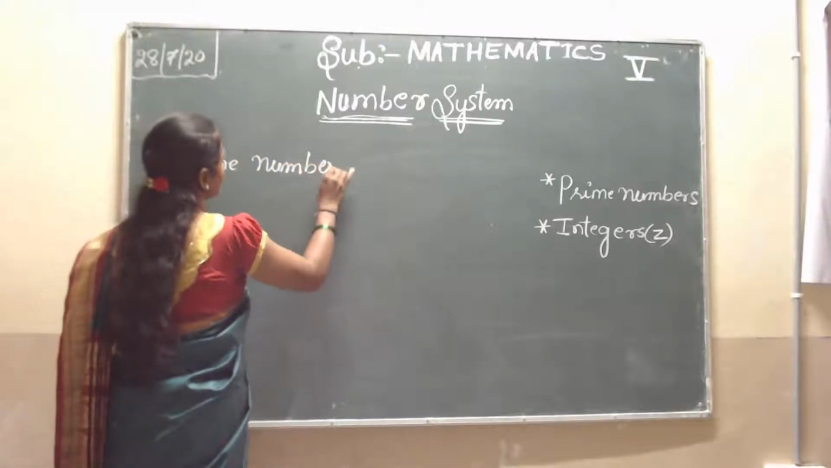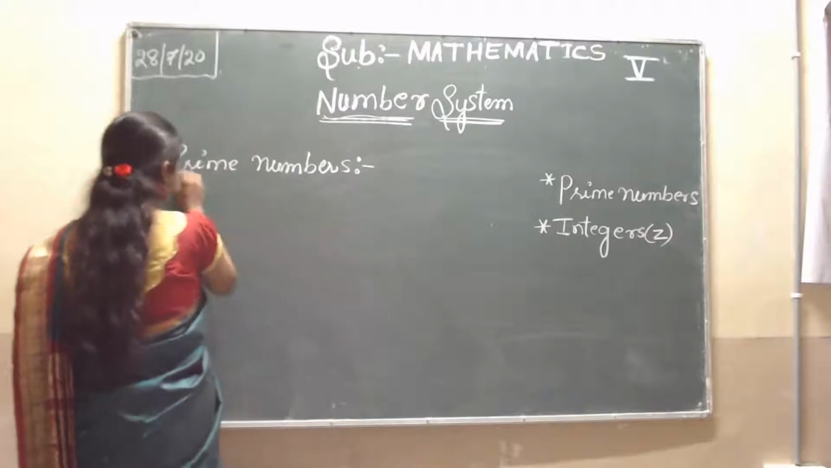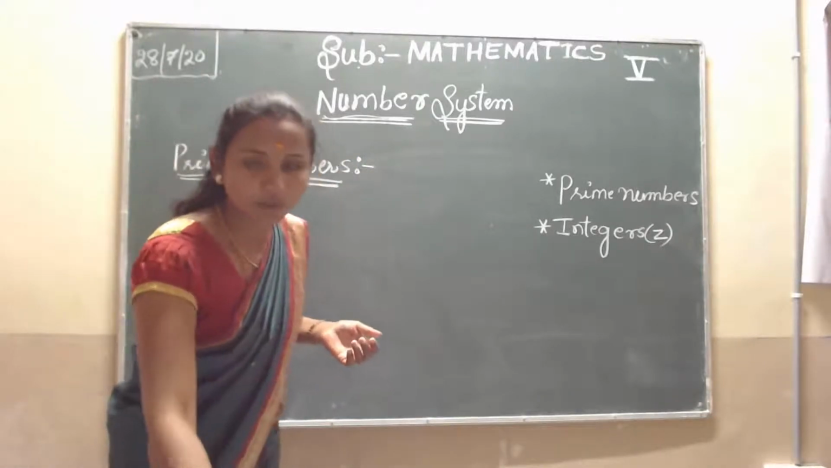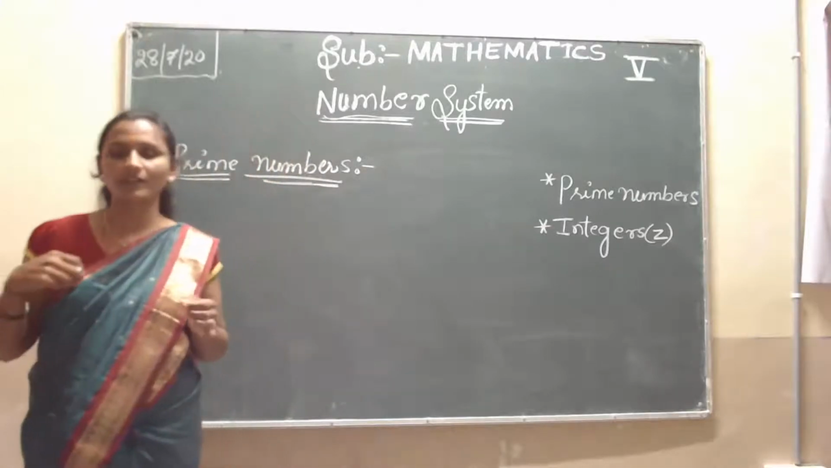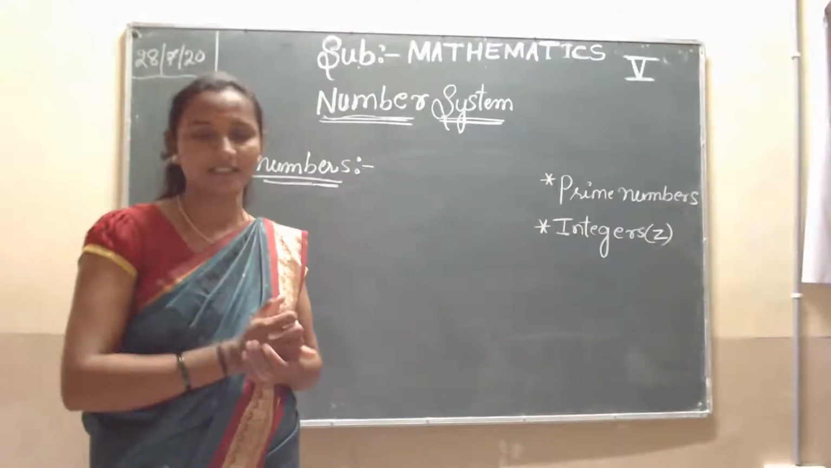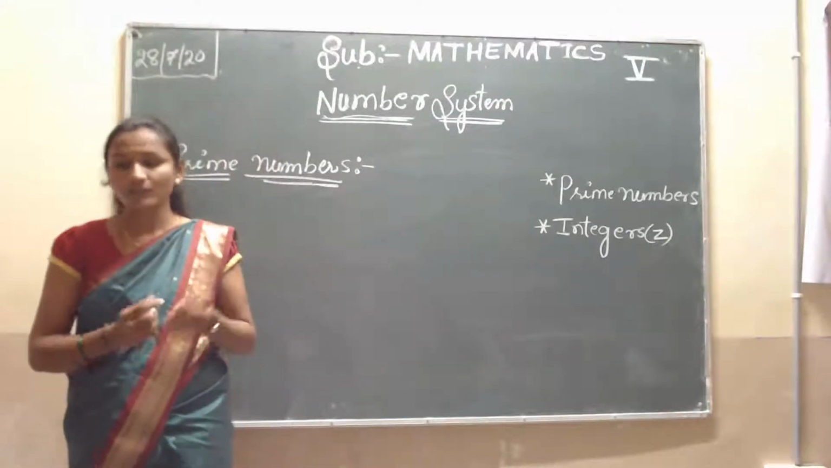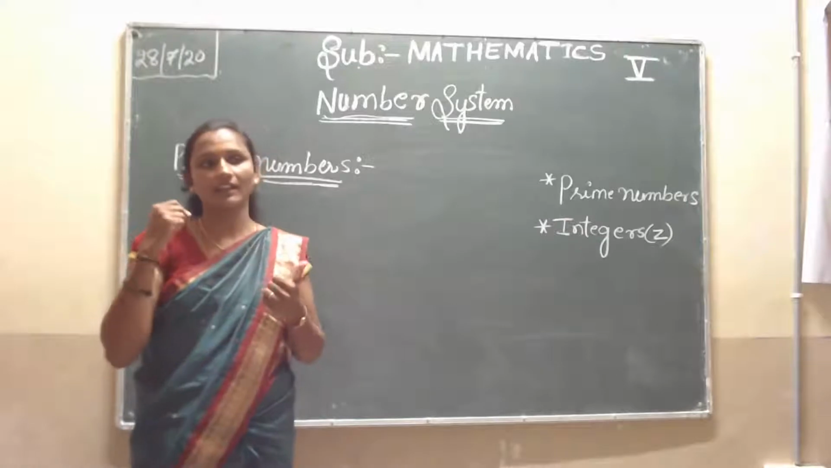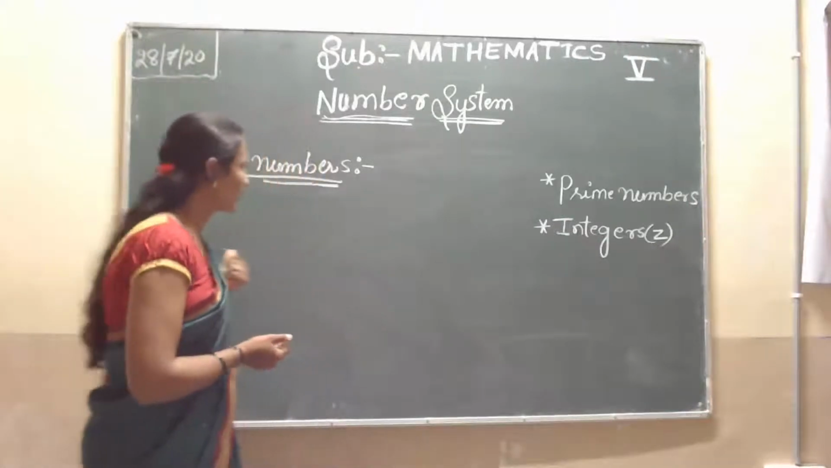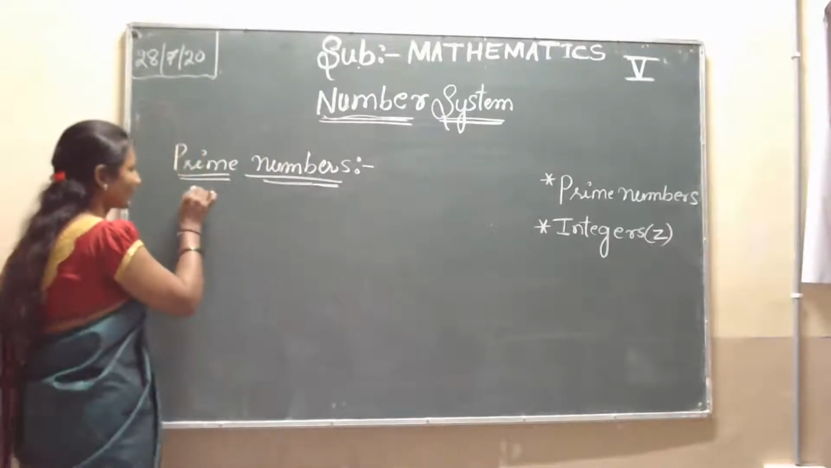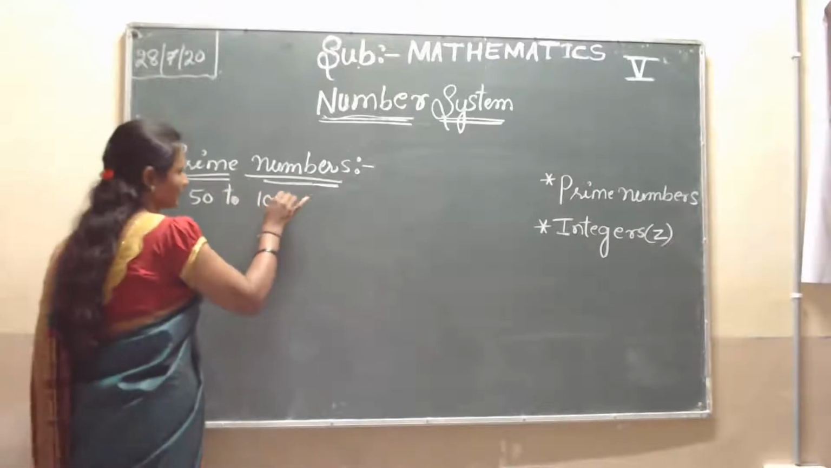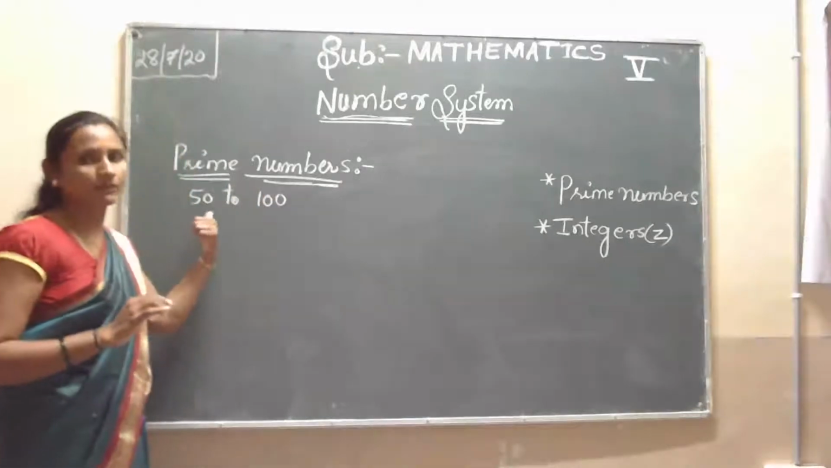In yesterday's class, prime numbers between 1 and 50: how many prime numbers? That is 15 prime numbers. Recall them: 2, 3, 5, 7, 11 and so on. Now I will continue and discuss the prime numbers between 50 and 100.